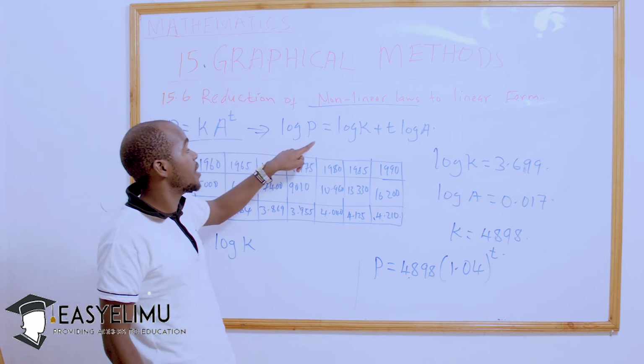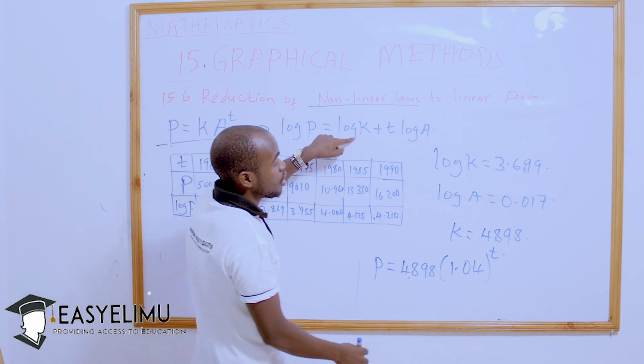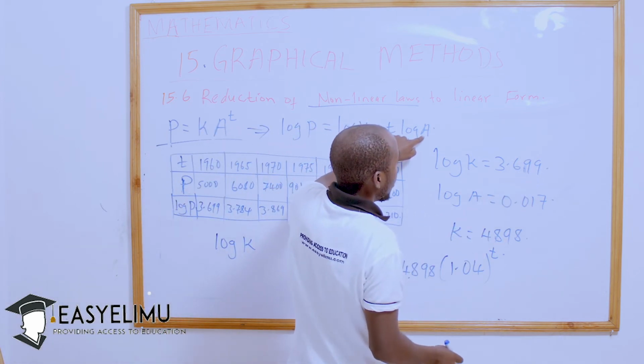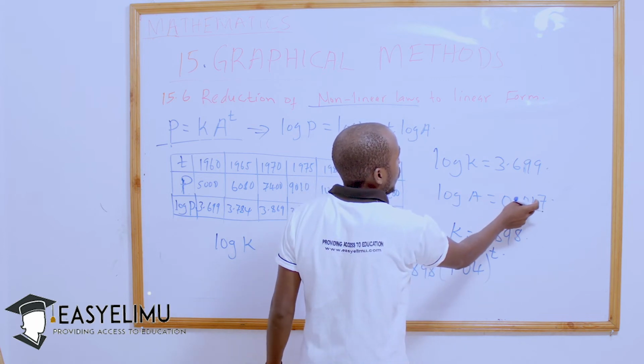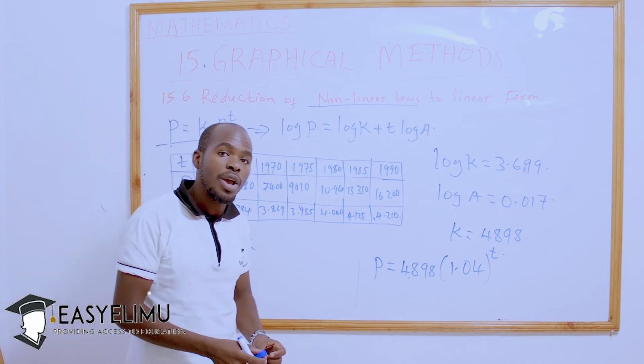But if we are having this kind, here where we have log k, we are going to replace it with 3.699, and here log a shall be 0.017, and then t will remain that way. So that is how we evaluate it.